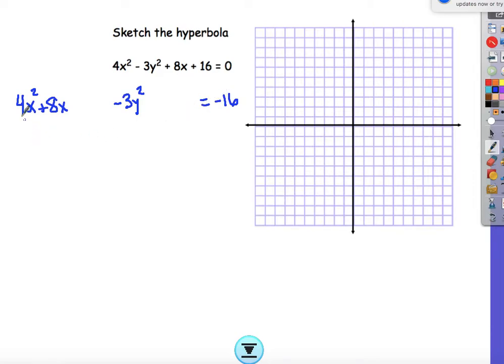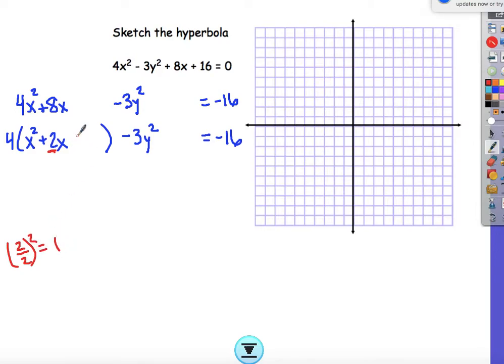And we're going to complete the square. So I need to factor out this leading coefficient of a 4. So I'll have x squared plus 2x, and then I'm going to leave room in the parentheses to complete that square. And then I'll just leave this as a minus 3y squared equals negative 16. All right, so I'm going to take the 2, divide it by 2, square it. So I'll get a 1. Now, just be careful. I really altered this left side of the equation by a factor of 4, so I have to add 4 over to the other side of the equation.